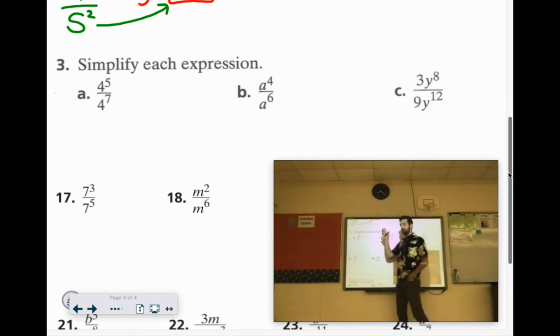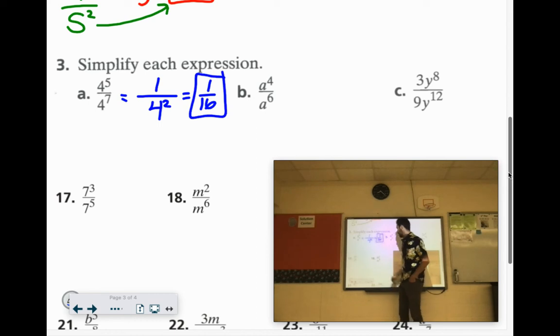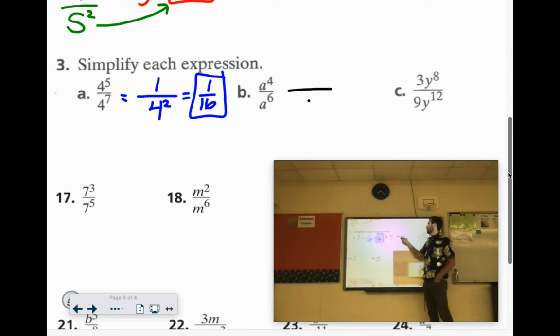On A, are there more 4s up top or on the bottom? On the bottom. There's 7 on the bottom, 5 up top. 7 minus 5 is 2. So there are 2 more 4s in the denominator. So 1 over 4 squared, which is 1 over 16. More a's in the numerator or denominator? Denominator. How many more? 6 minus 4 is 2. So 1 over a squared.